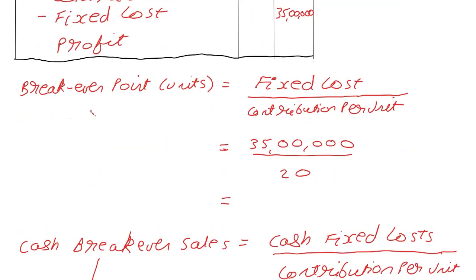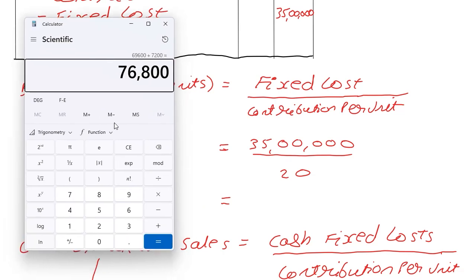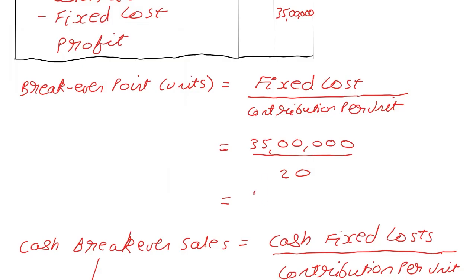Break-even point in terms of units, or break-even sales quantity, the way they call it, is going to be 35 lakhs upon 20. I'm not going to take my chance with doing it mentally. I will use a calculator. So 35 lakhs upon 20, and I'm going to end up with 1 lakh 75,000. And my answer will be 1 lakh 75,000 units.